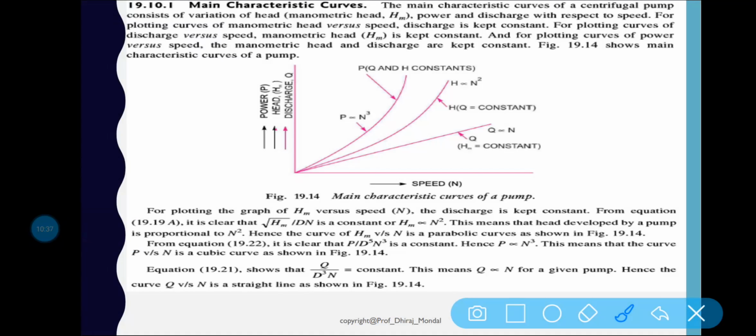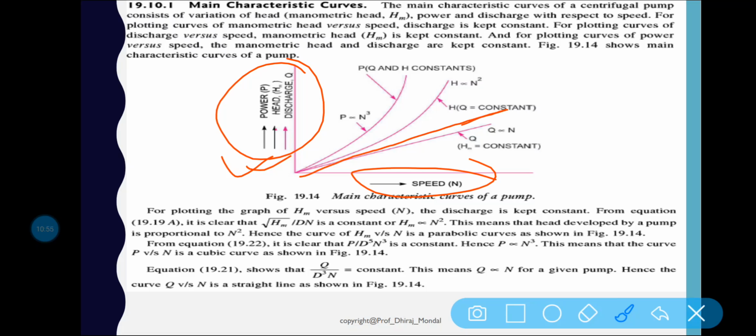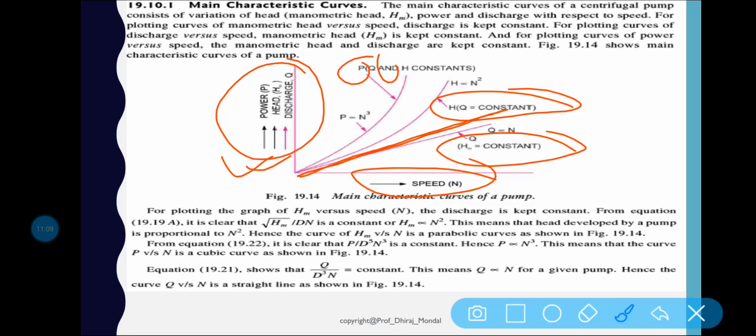So here, basically, in one plot these three graphs are shown. It is the variation of the power, head and discharge with respect to the speed. Whenever I am taking the discharge versus N curve, then at that time Hm will be constant. Whenever I am taking the head versus speed curve, then we take the discharge as constant, and whenever we are taking power, then Q and H will be constant.